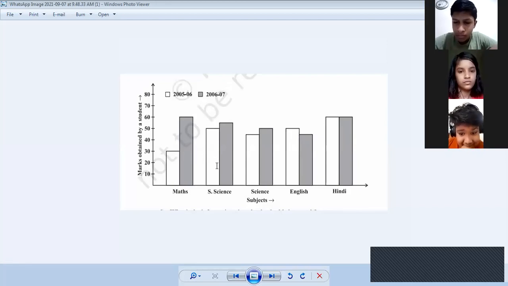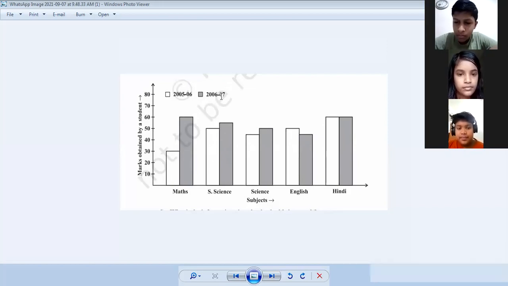And what about science? In 2005 to 2006, the mark obtained by the student in social science was about 50. And in 2006 to 7, it became about 55. Similarly, what about science?